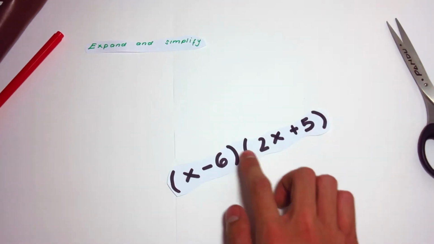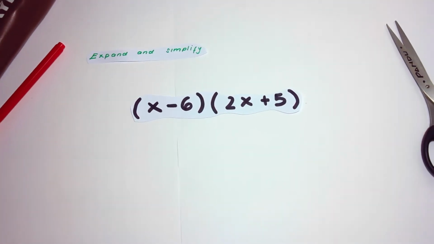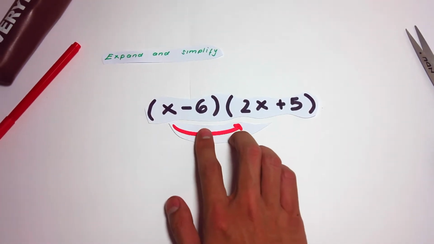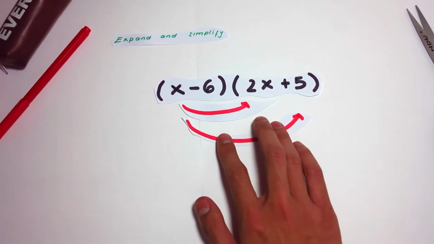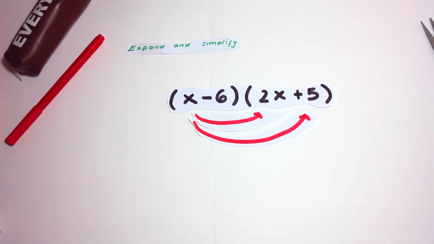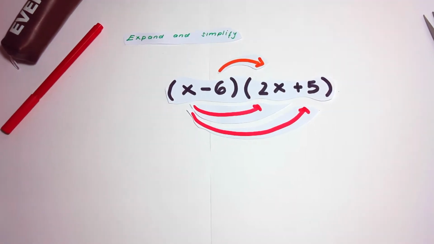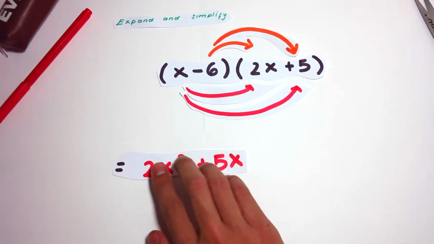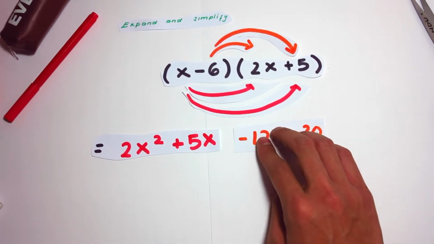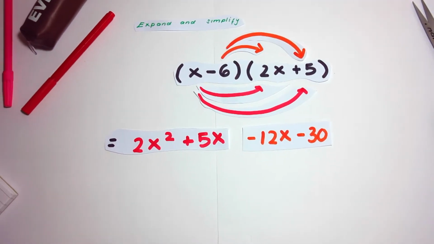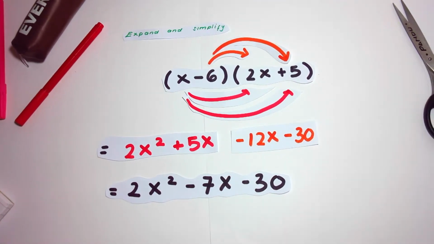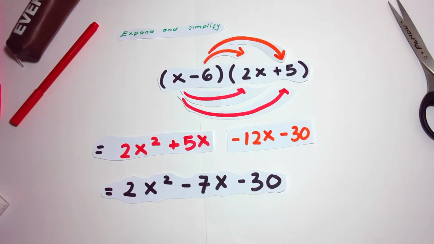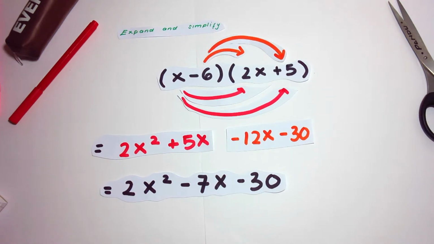Sample problem: expand and simplify x minus 6 times 2x plus 5. The first thing that you can do is multiply x with 2x, x with 5, negative 6 with 2x, and negative 6 with 5. Write down the equations. Don't forget to write them down. That's important. 2x squared plus 5x minus 12x minus 30. You combine like terms and you get 2x squared minus 7x minus 30.